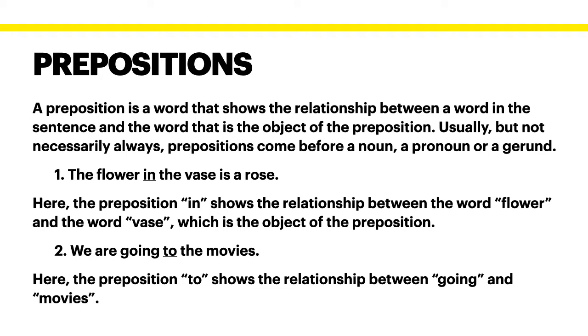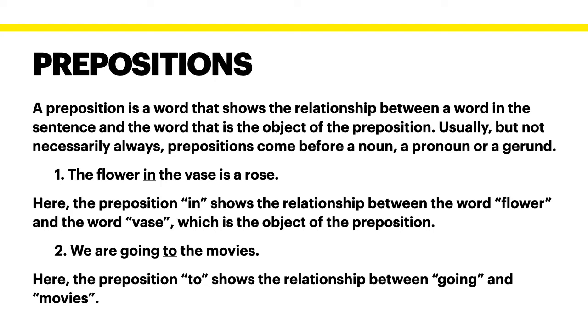So in a sentence, the preposition usually connects two different words. Usually, but not necessarily always, prepositions come before a noun, a pronoun, or a gerund. And that noun, pronoun, or gerund, which comes immediately after the preposition, is called the object of the preposition. Now, let us look at a couple of examples.